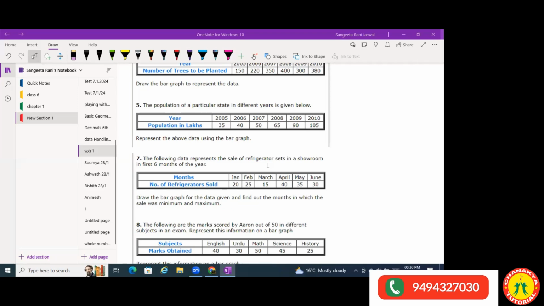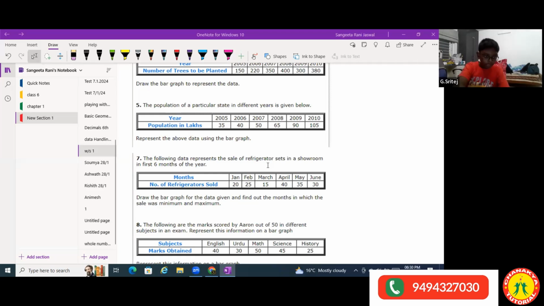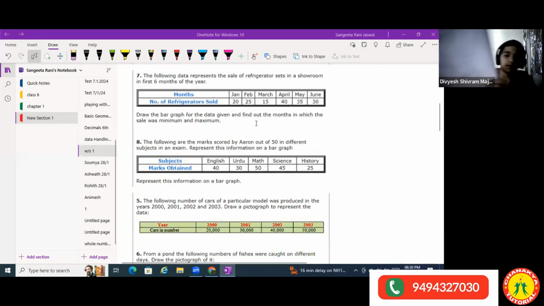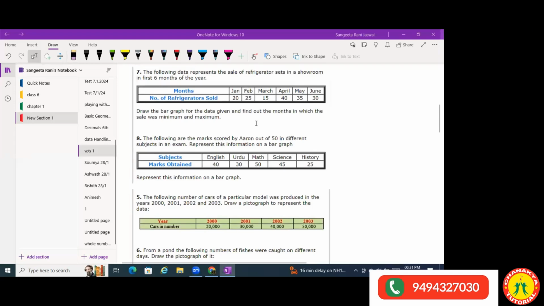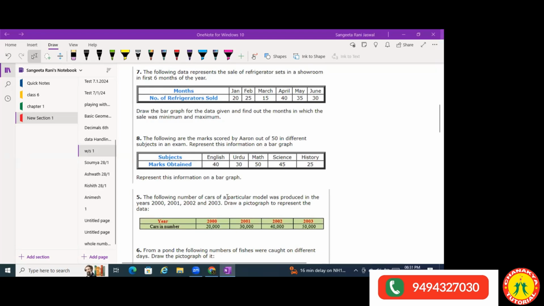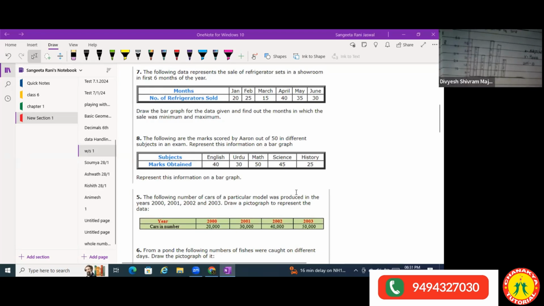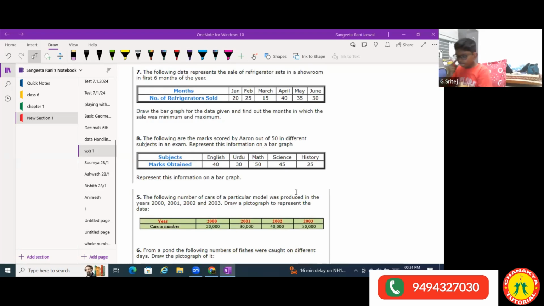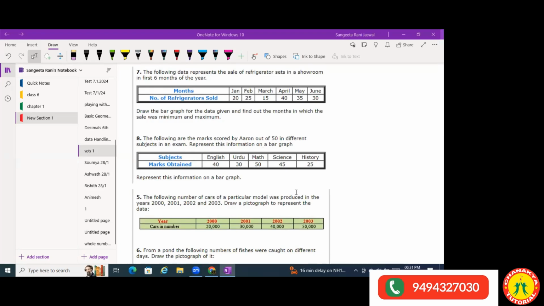Ma'am, can you scroll down to the ninth? Ma'am, I'm done with the eighth one. Okay. Ritesh, there is no next ninth question. The next question is the pictograph, and its number is different. So it's number 5. This is the pictograph now. Divesh, should I start the pictograph? Yes, Divesh, it's correct.